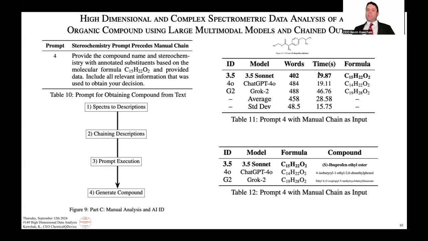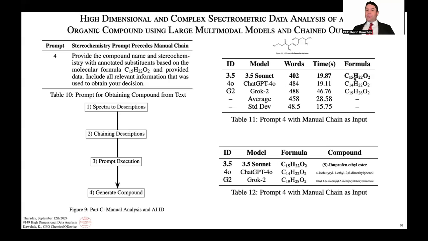And basically these are submitted. Now the times for 3.5 Sonnet and ChatGPT 4o were about 19 seconds, which isn't that bad at all, to look at a bunch of spectral data that's been interpreted in text form. With Grok 2, 46.7, that can change in an instant. So out of these three, the 3.5 Sonnet, which I also really like the structure, which I was able to verify on my own.